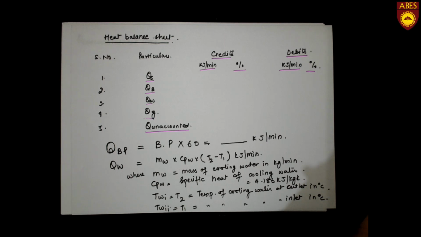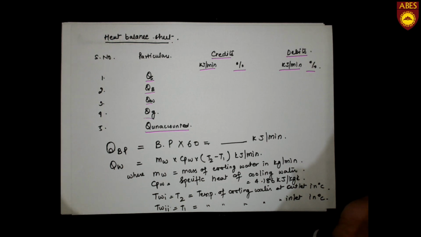The engine should be equipped with a suitable loading arrangement to measure the brake power of the engine. Provisions are also made to measure the amount of air intake, amount of fuel consumed, temperature of the cooling water at inlet and outlet of the engine, amount of cooling water circulated, and the temperature of the exhaust gases.